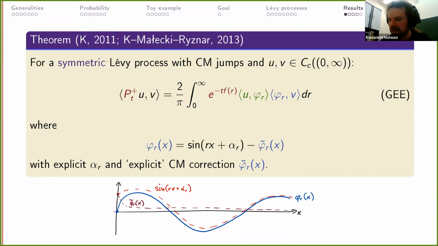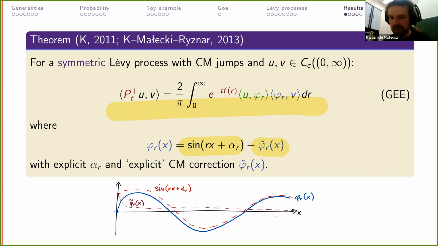With Jacek Małecki and Michał Ryznar, we managed to prove the generalized eigenfunction expansion in the symmetric case. So for symmetric Lévy processes with completely monotone jumps, or the corresponding Lévy operators, we have precisely the expected generalized eigenfunction expansion. And the eigenfunctions here are given sort of explicitly. As soon as you know the analytic extension of F, you can really write down the formula for that. And the formula turns out to be very regular. So you get a sine term plus a correction term. The correction is a completely monotone function, so it decays very fast at infinity. And it makes the sine term disappear at 0 as well, in some sense.